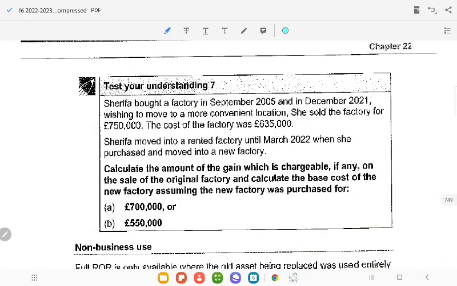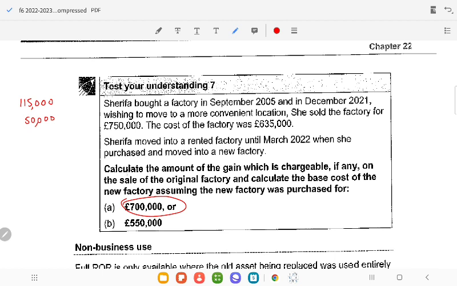Like in this question, Sharifa bought a factory in September 2005 and in December 21, wishing to move to a more convenient location, she sold the factory for 7,50,000. The cost of the factory was 1,35,000. So gain is 1,15,000. This is the full gain. Then they have mentioned a condition: if she has reinvested 7 lakh, it means the amount not reinvested by her is 50,000. So whichever is lower is the chargeable gain.